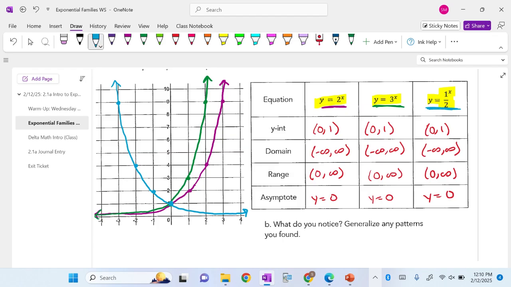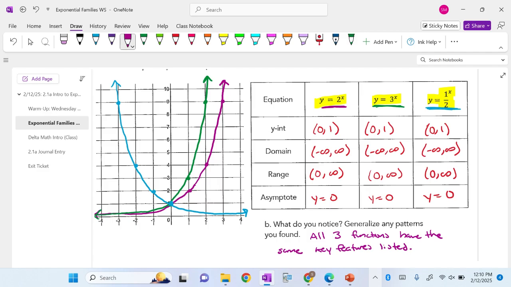Now, what do you guys notice about that table with the inputs in that table? What does it look like? They're all the exact same across the board. So some pattern that we see is all 3 functions have the same key features listed. So all the listed key features, so y-intercept, domain, range, and asymptote, they're exactly the same across the board.